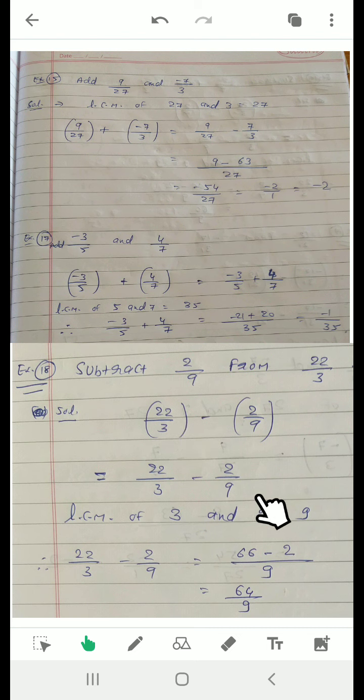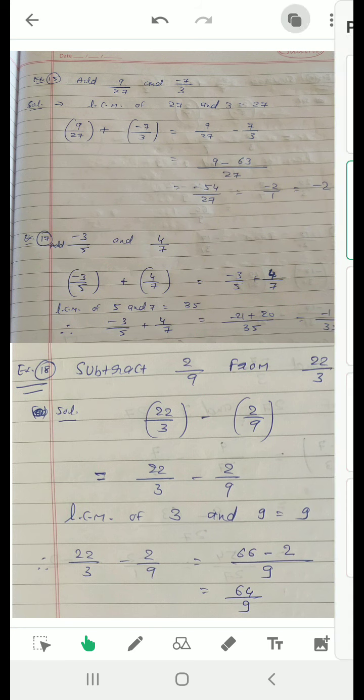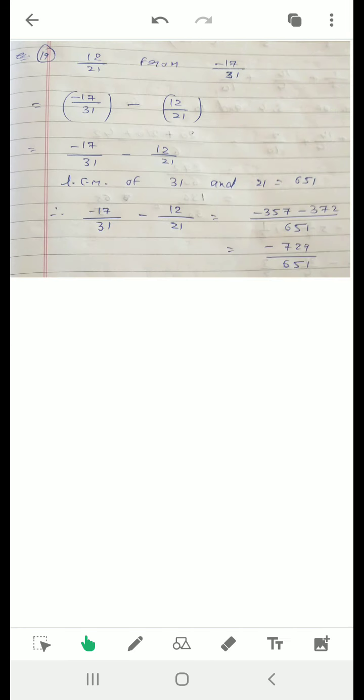Now the denominators are not the same. We will take the LCM and we will follow the same method as we have done in the addition also. Okay students, see the next question.